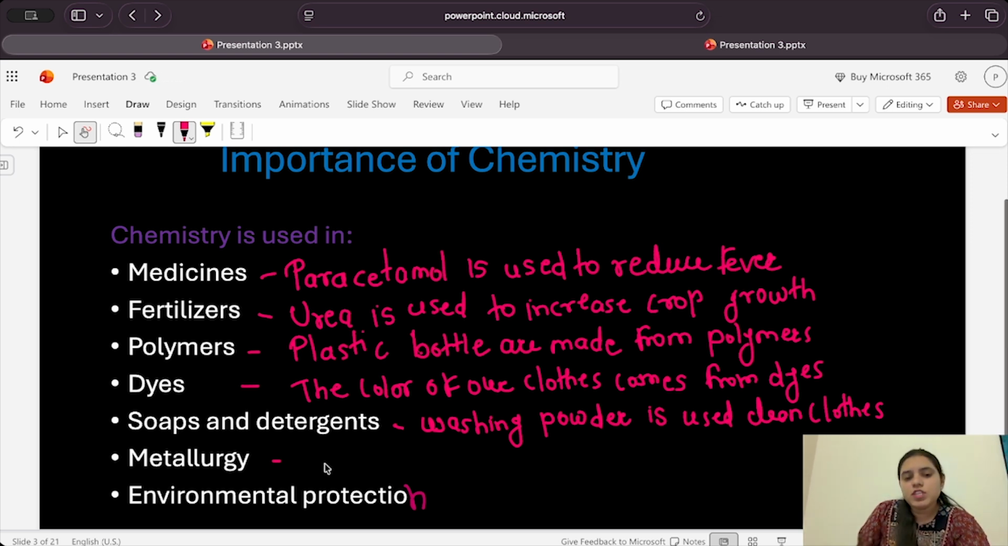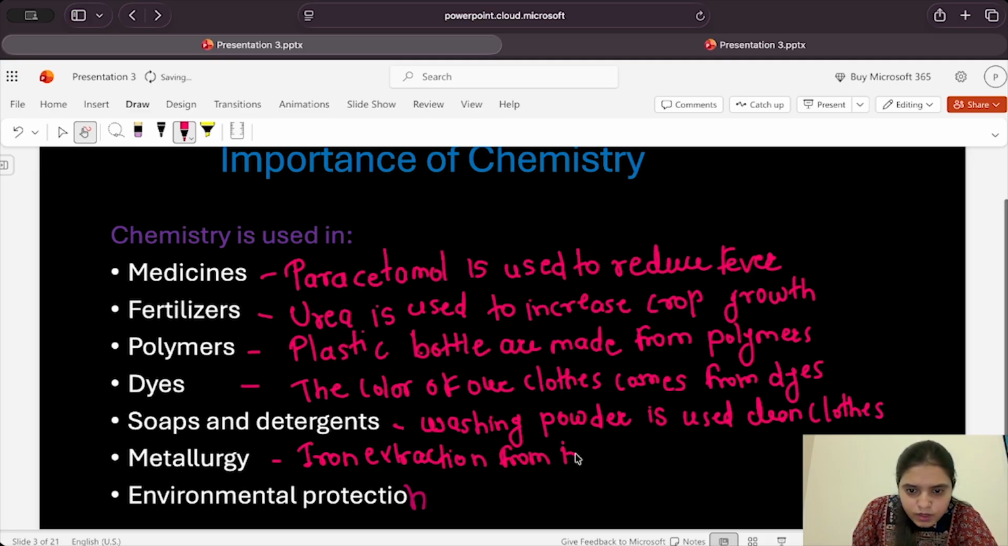So metallurgy, what is metallurgy? Metallurgy is the extraction and purification of metals from their ores. Metals such as iron, aluminium, copper are obtained through chemical processes. So iron extraction from iron ore to make steel. Right.